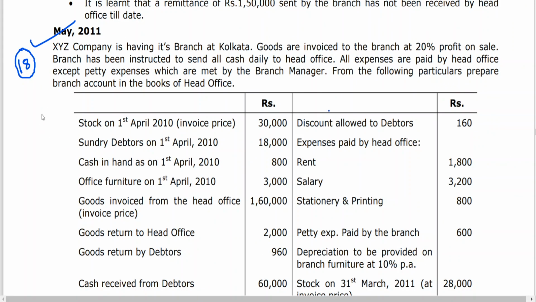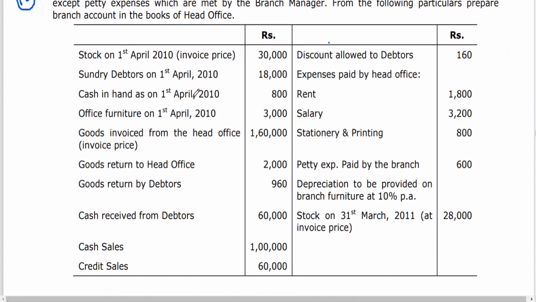I have asked you to see that by this time you got some idea on this. Invoice to branch at 20% profit on sale. Last problem he has given at cost price. Branch has been instructed to send all cash daily to head office. All expenses are paid by head office except petty expenses which are met by branch manager. So from the following particulars, prepare branch account in the books of head office.